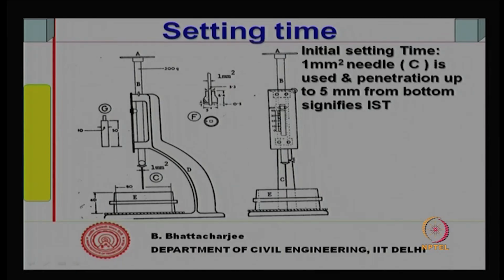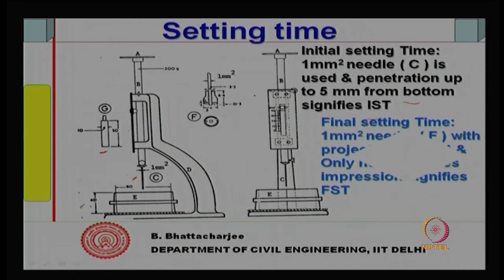Initial setting time is measured with a 1 millimeter square needle, and penetration up to 5 millimeter from the bottom signifies initial setting time. So, the needle has changed. Standard consistency uses this needle, initial setting time this needle, and final setting time we use this needle, which is also a 1 millimeter square needle, with a small 0.3 millimeter projection.